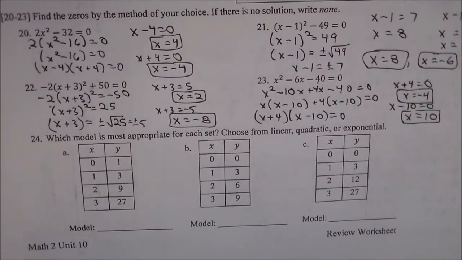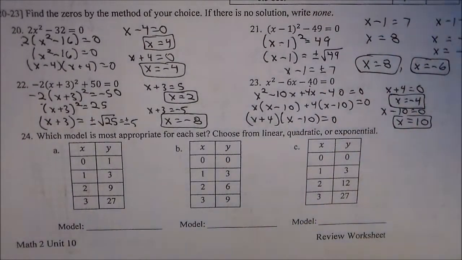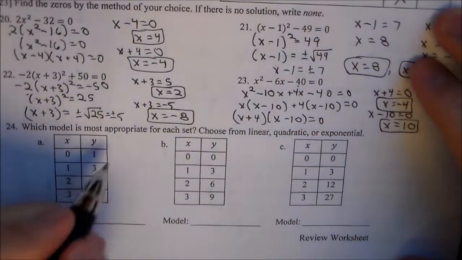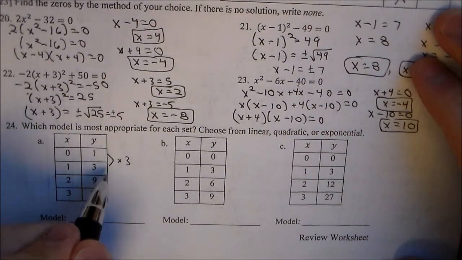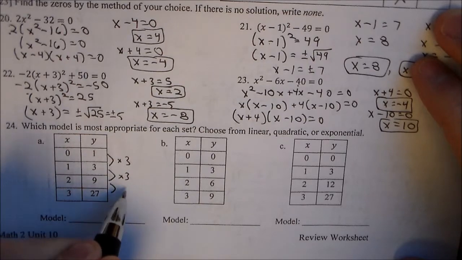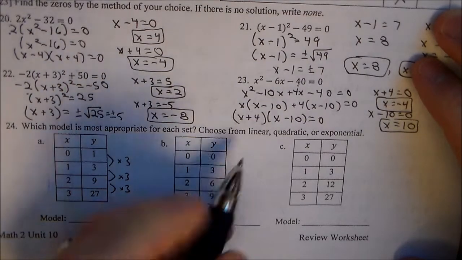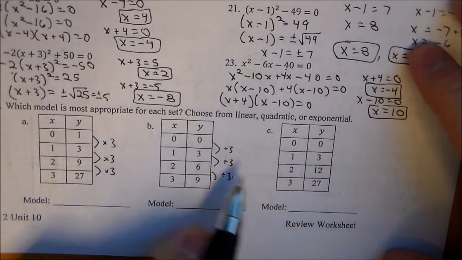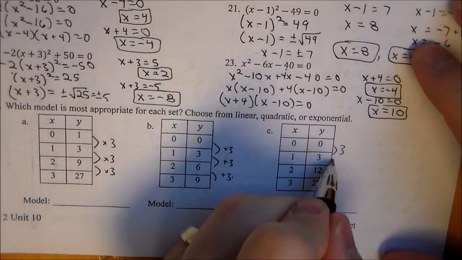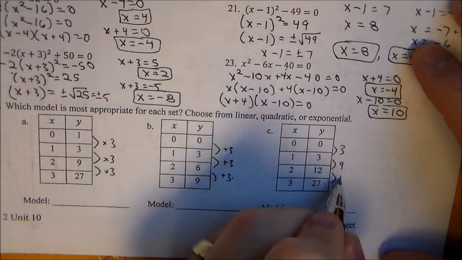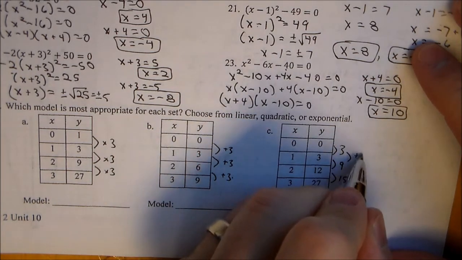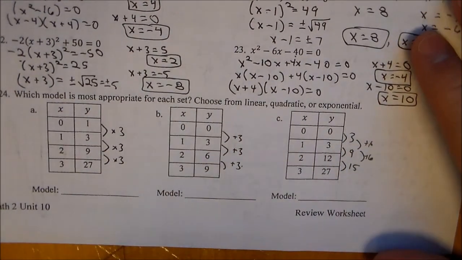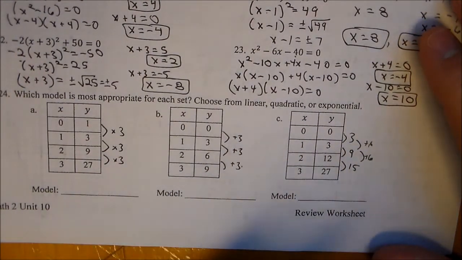All right, our last set. Which model is appropriate for each set? We have to choose linear, quadratic, or exponential. So first one, it looks like I'm multiplying by 3 each time. The next one looks like I'm adding 3 each time. And then this one, I'm adding 3, adding 9, adding 15, which in each case, I'm adding 6 to that each time. So those are patterns we should look at, and then from there, we just figure out which one is which by its characteristic.